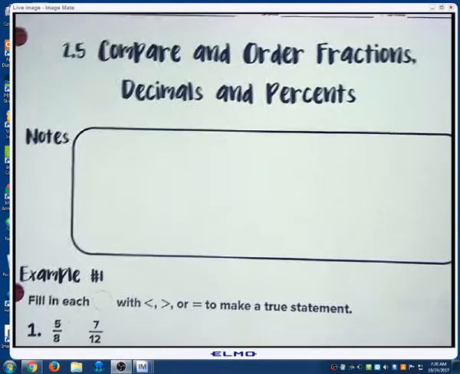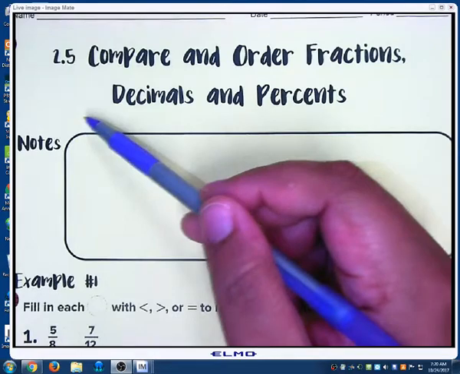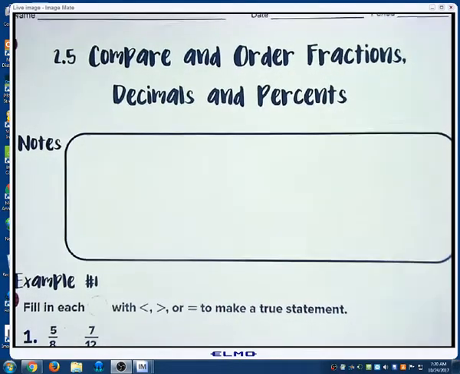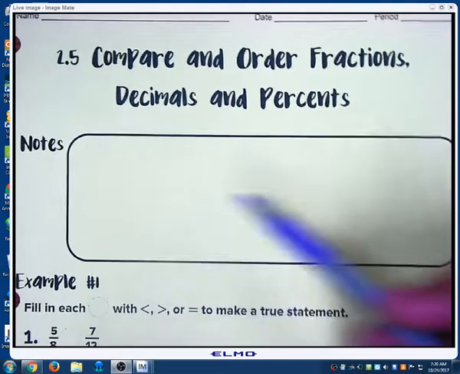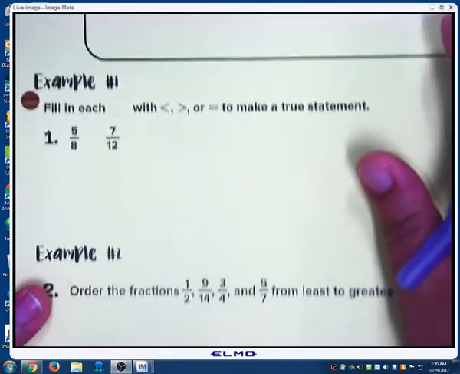Hello, it's Ms. Edwards, and I'm going to explain 2.5, compare and order fractions, decimals, and percents. The note should already be filled out, so I'm going to just jump right into the examples.